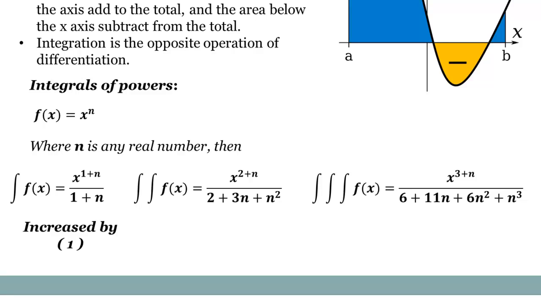We notice that in the first one, we increase the power of the original function by 1, in the second one we increase the power by 2, and in the third one we increase it by 3. So if you have, let's say, a function that's x to the 2, or x squared, after integrating the function once, you'll have x cubed. Integrated again, you'll have x to the 4th. Integrated again, you'll have x to the 5th.